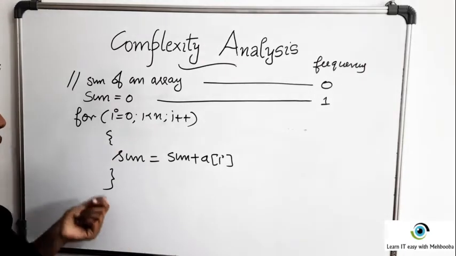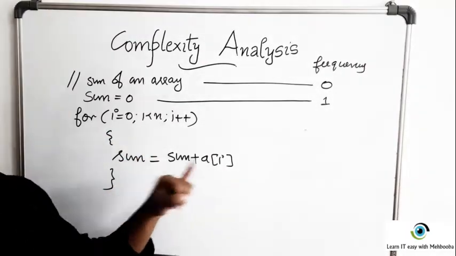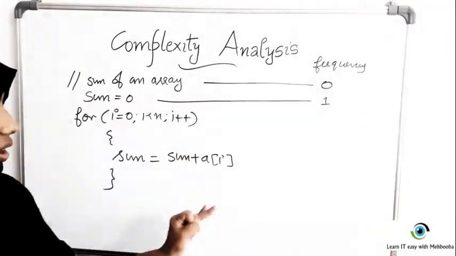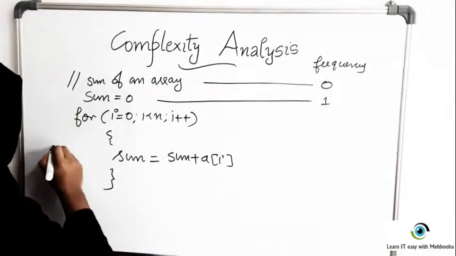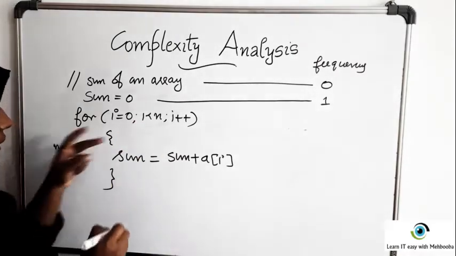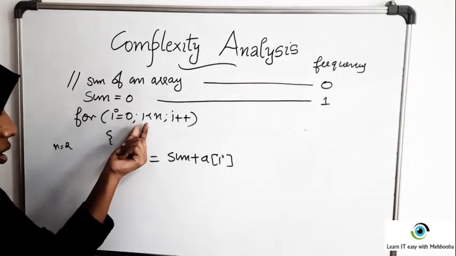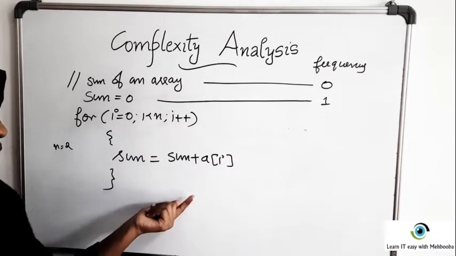Assume that n is equal to 2. When i is equal to 0, it will execute this code once. When i is equal to 1, this will execute once. When i is equal to 2, we are taking n as 2, so 2 is not less than 2. So, this statement will be executed, but this code will not be executed, isn't it?